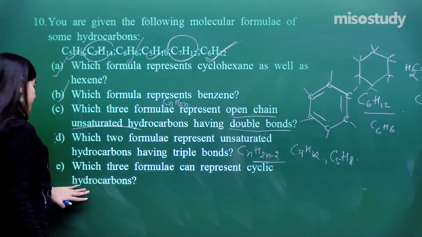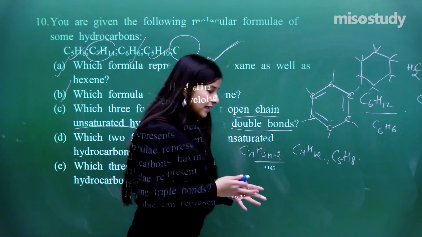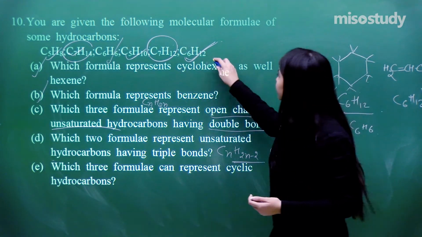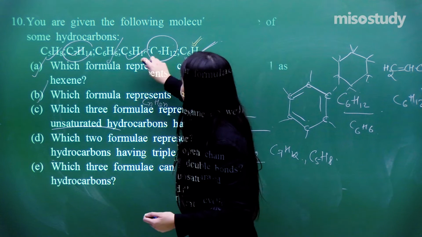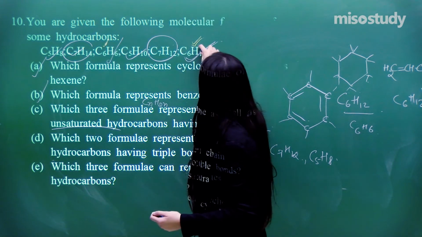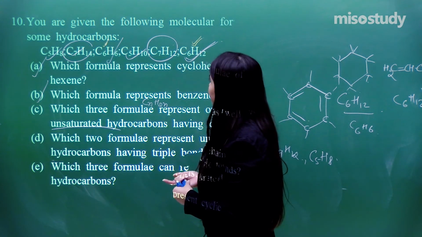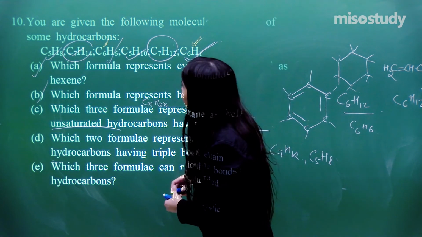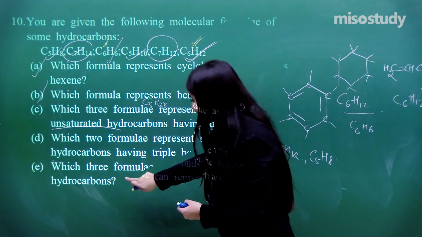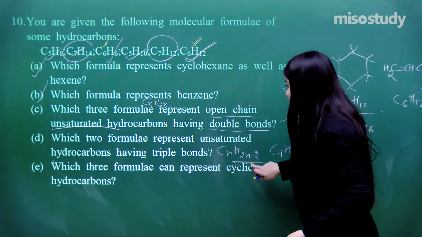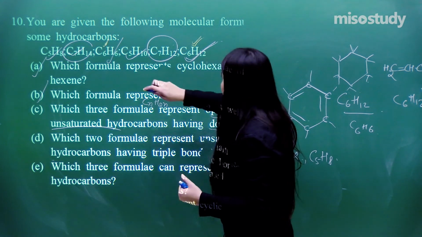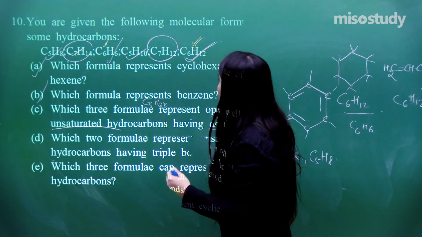Yeah, the last one. Which three formulas can represent cyclic hydrocarbons? Cyclic can be saturated, it can be unsaturated. So one is benzene. Another is cyclohexane. Yeah, this was benzene, this is cyclohexane. Next one, C5H8. Okay, let us just test over here. So, one is this, another is this. I need the third one.